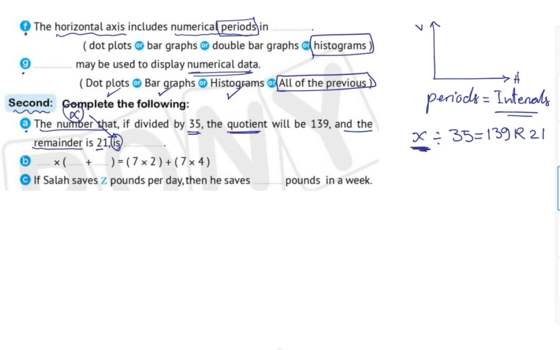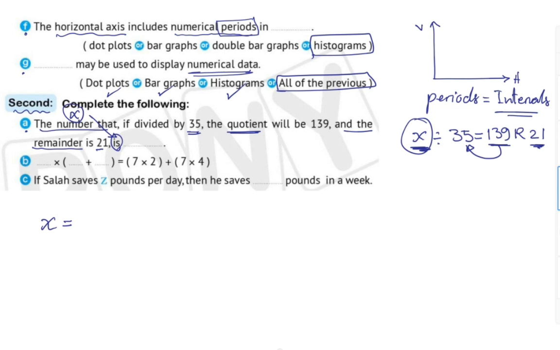All of us know that to find this number, I will multiply the quotient by 35, then I will add this 21. So when you want to find the value of the dividend, I will multiply the quotient by the divisor, adding the remainder.